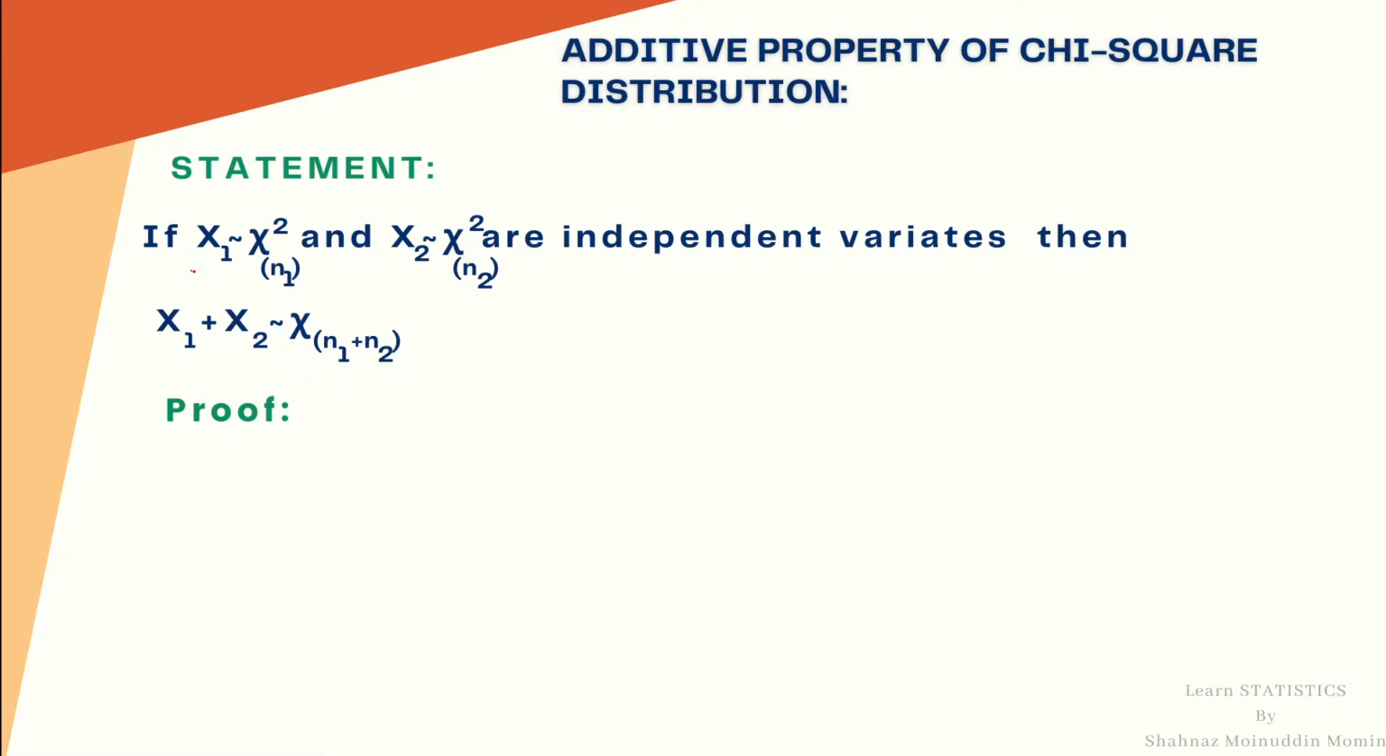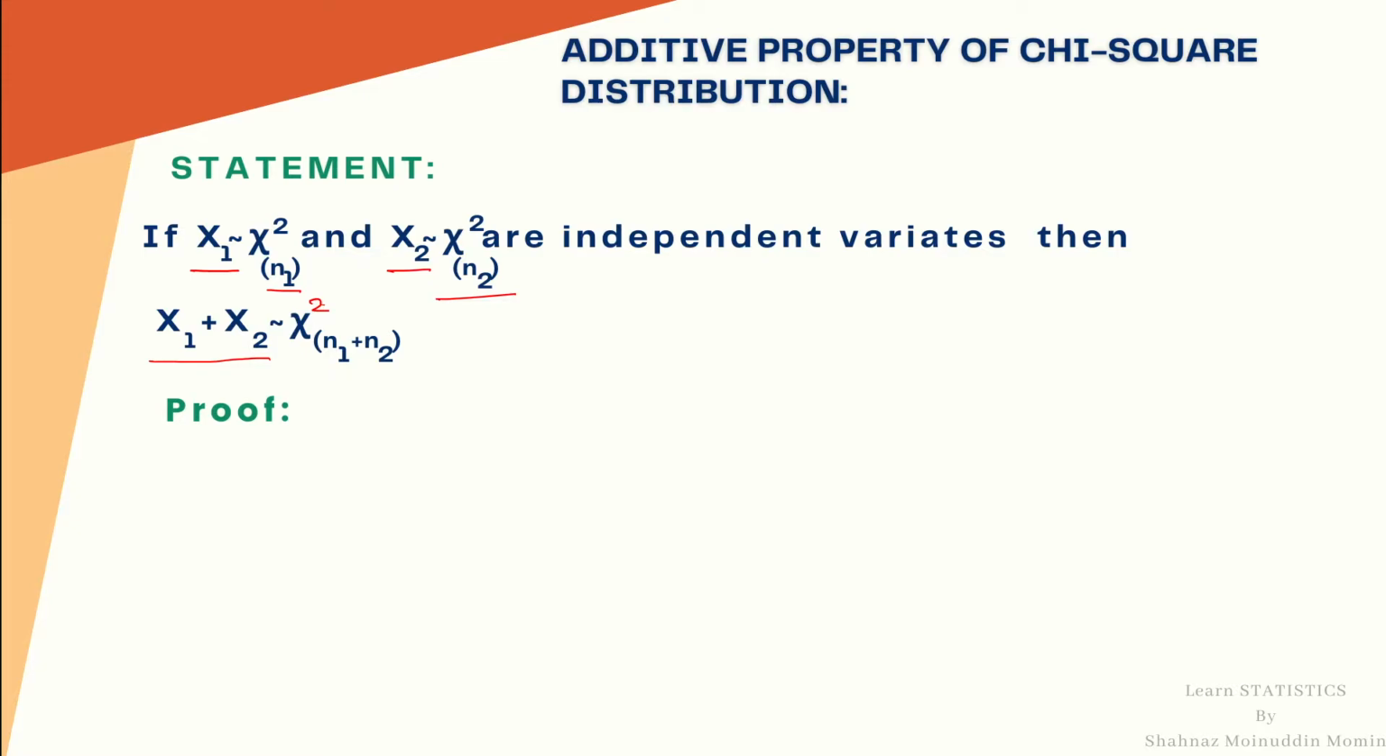Suppose x1 is a random variate which follows a chi-square distribution with n1 degrees of freedom, and another random variable x2, which is independent, follows a chi-square distribution with n2 degrees of freedom. Then if we add these two random variables x1 and x2, the corresponding distribution must be chi-square with n1 plus n2 degrees of freedom. This is the statement of the additive property of chi-square distribution. Now we shall prove this property.